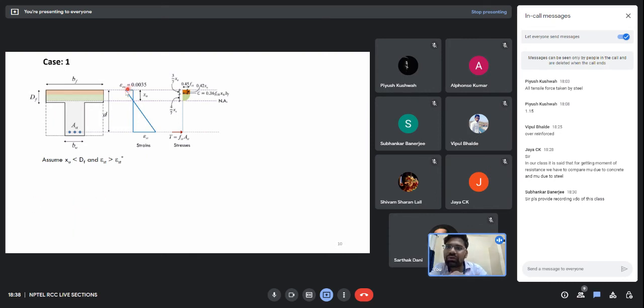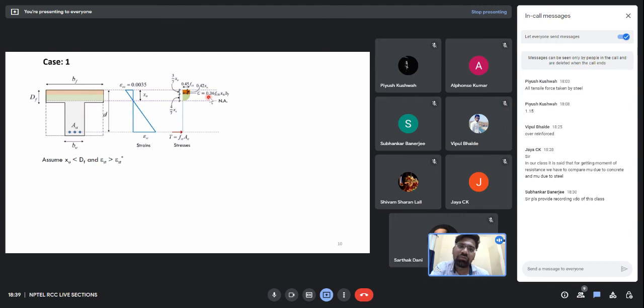So our actual depth of neutral axis is less than the depth of the flange. When it is less than the depth of the flange, our entire compression is taken up by the flange only, and all of the tension is taken up by the steel. So for the first case, this T beam would behave like a normal rectangular beam only. This part will behave as the compression concrete, and this will behave as the tensile steel.